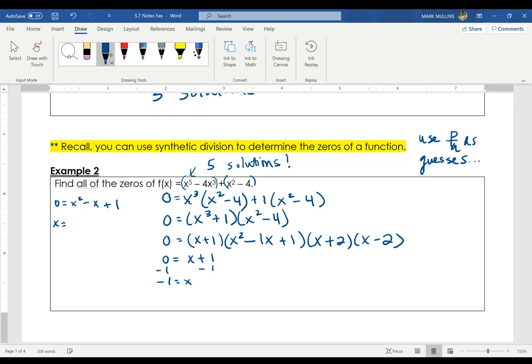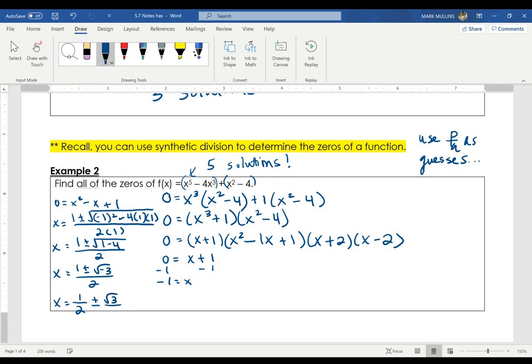So let's see, x equals negative b, which would be a positive 1, plus or minus the square root of b squared, minus 4 times a times c. They're all pretty much 1s, over 2 times 1. Let's see, 1 plus or minus the square root of 1 minus 4, over 2. So that's going to be the square root of negative 3 over 2. The square root of negative 3 will be the square root of 3 times i. So I'm going to have 1/2 plus or minus the square root of 3 over 2 i.